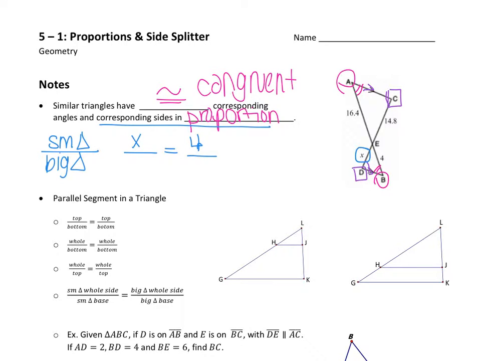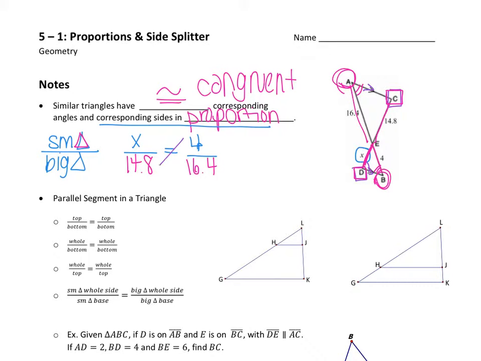Notice that X and 4 are both coming from the small triangle, which we wanted because we put small triangle on top. Now I have to figure out the corresponding side. DE is where X was, so that's a square to E. Now if I look at my big triangle, I have square to E is that 14.8. Then for the other one, we have circle to E. Circle to E is 16.4.